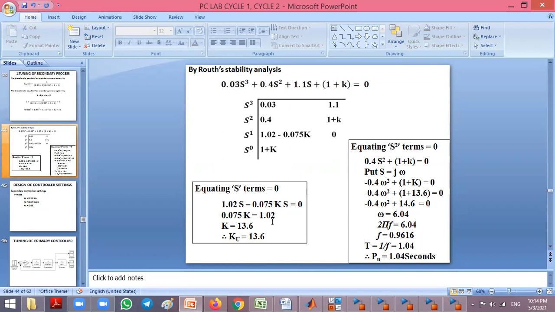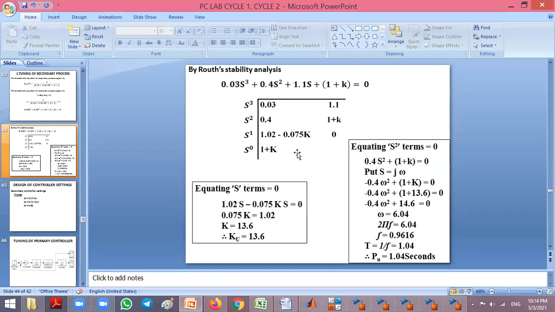Here the S term is common, so you remove it. You bring 0.075K to the other side, so 0.075K is equal to 1.02, so K is equal to 13.6. This is the ultimate gain, 13.6. We are calculating the ultimate gain and ultimate period. So we are going to tune the secondary process using the Ziegler-Nichols closed loop tuning method.